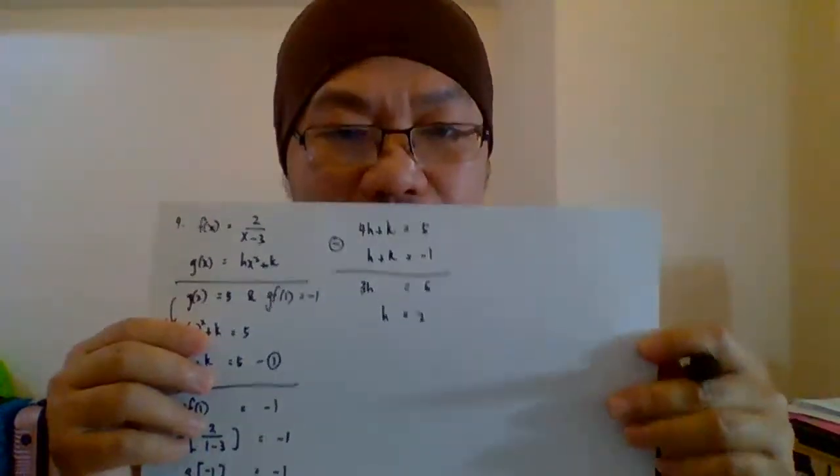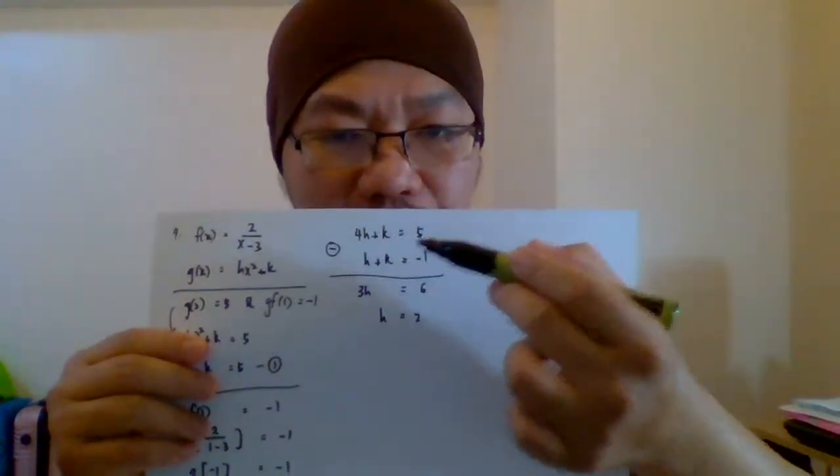So just write down the first equation for h plus k equals to 5 and h plus k equals to -1. Okay, this one is very easy because since we got both equations with similar coefficient of k, so we just use elimination. That means minus. So 4h minus h is 3h, k minus k is zero, 5 minus -1 equals to 6. So h equals to 2. Okay, h equals to 2.